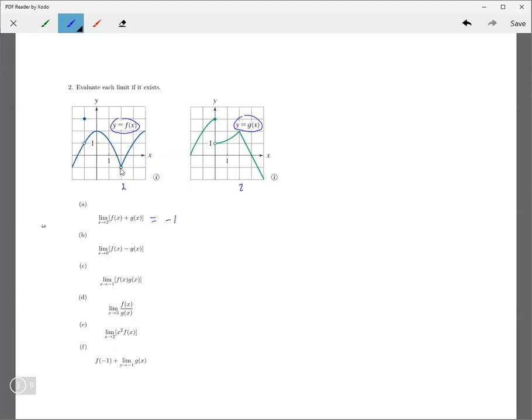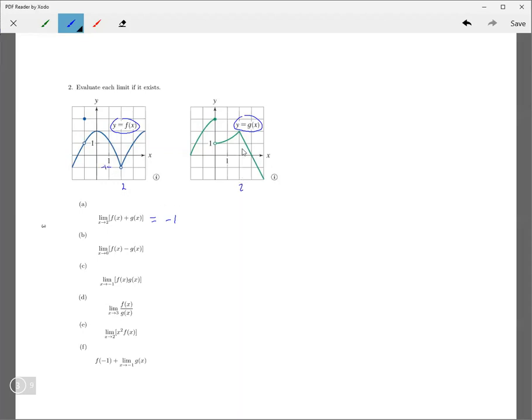Okay, so this right here is -1 right there. It's got a hole there, but that's okay. The limit does not depend on what the value is at the point. It's just, as it approaches that point, what is it going to? And it's going to -1. Okay, it's going to -1.